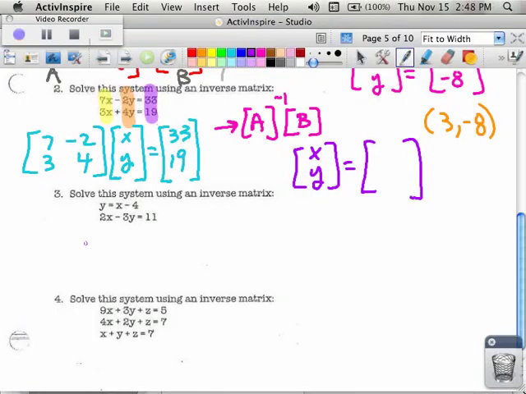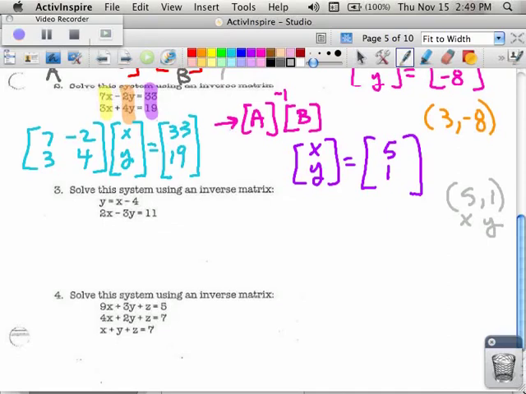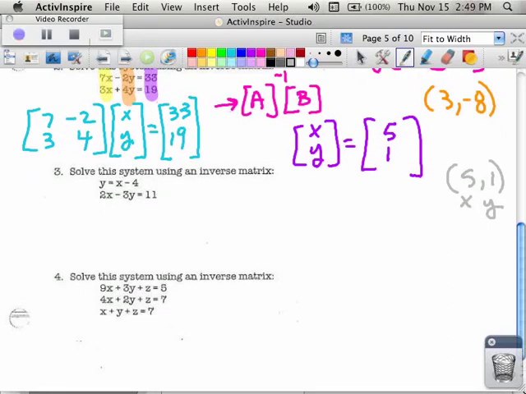So let's write that down. I know that my answer is 5, 1, which again, if I would have written in coordinates like we did in the past, I would have written as 5, 1. Those are the x and the y coordinates. So here's x and here's y, just like up above where the x was 3 and the y was -8. In problem number 3, what you'll notice is that the first equation needs to be rearranged.